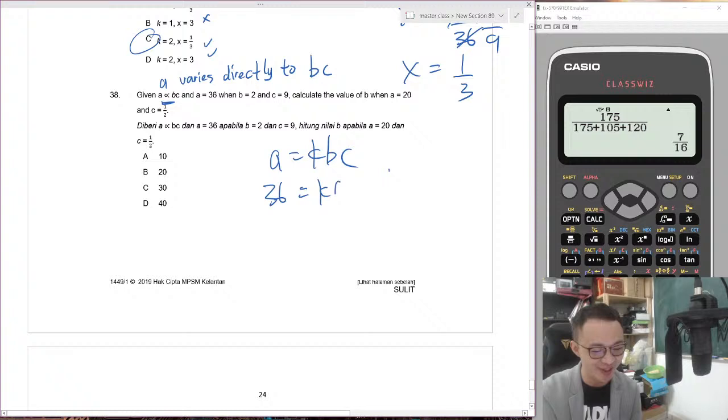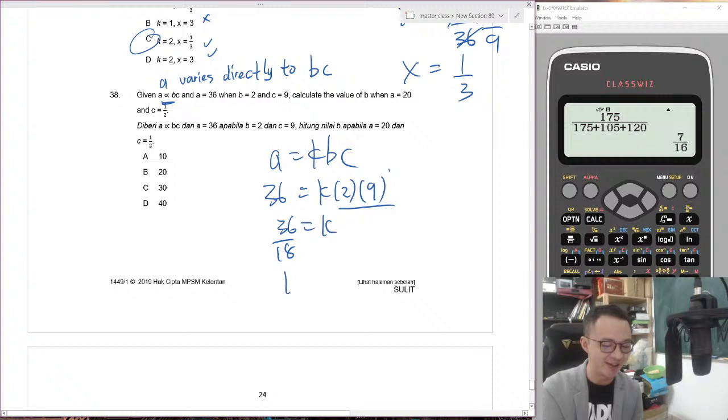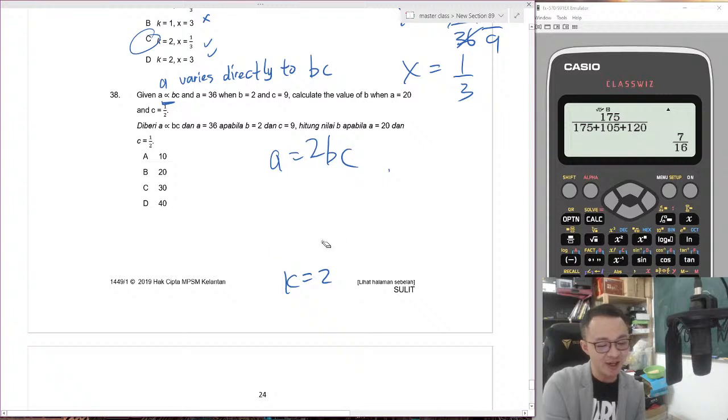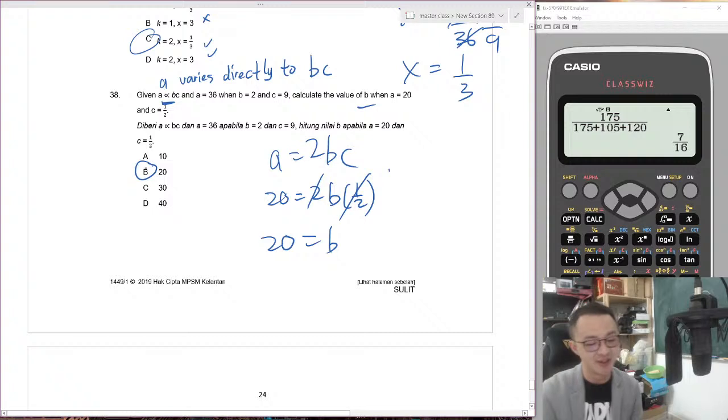Okay, B is 2, C is 9. So K equals 9 times 2, which is 18. 36 divided by 18, K is 2. Then I will insert the 2 back into the K here and erase everything. I will insert another number here. It asks us to find B. A is 20. B is the thing I want to find. C is half. Half times 2 is 1. B equals 20. The answer is B here.